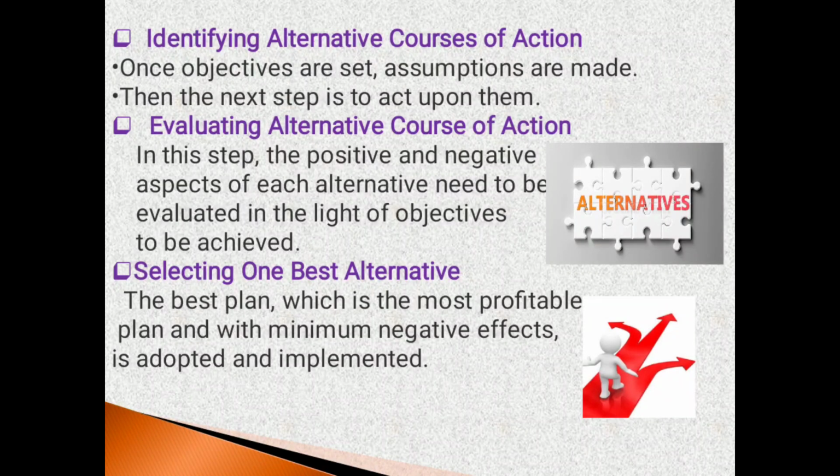And next step, selecting an alternative. After evaluating various alternatives, the next step is to select the most suitable course of action. The basic, detailed and derivative plans such as policies, rules, programs, and creating budgets should be formulated properly. And next one is implementing the plan.